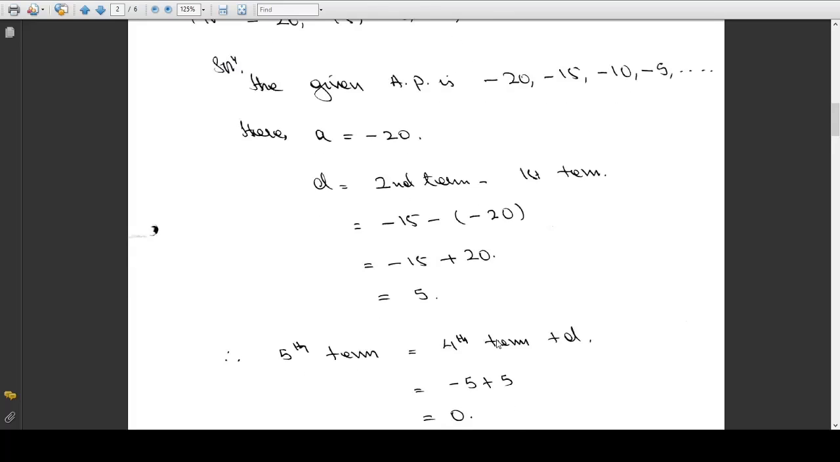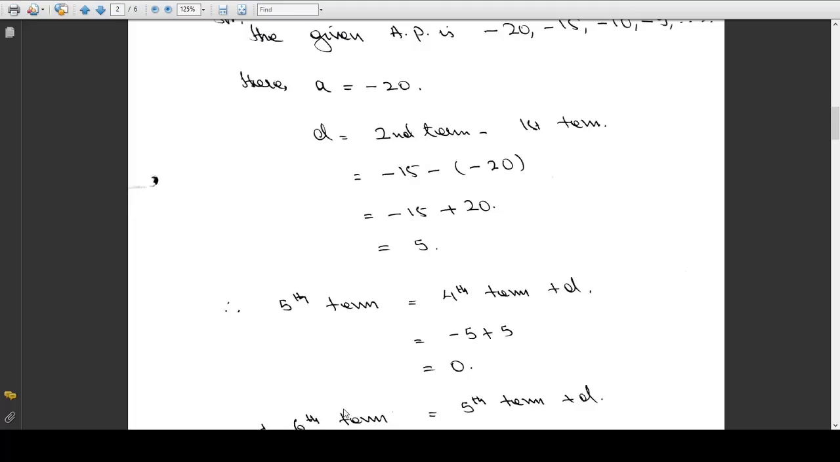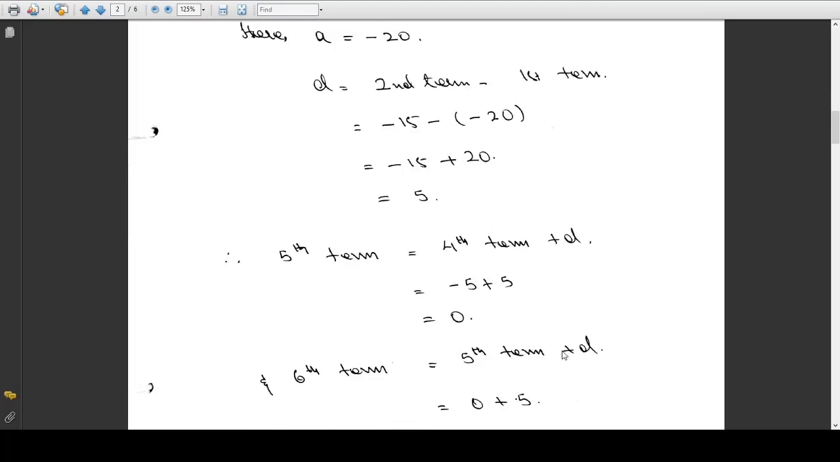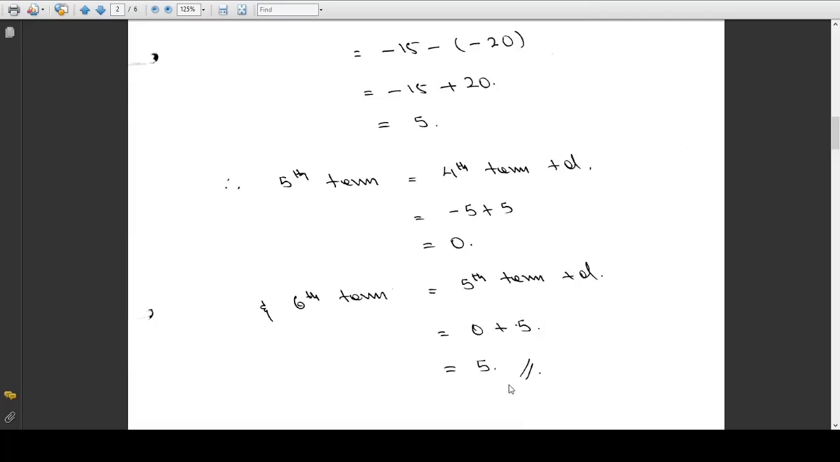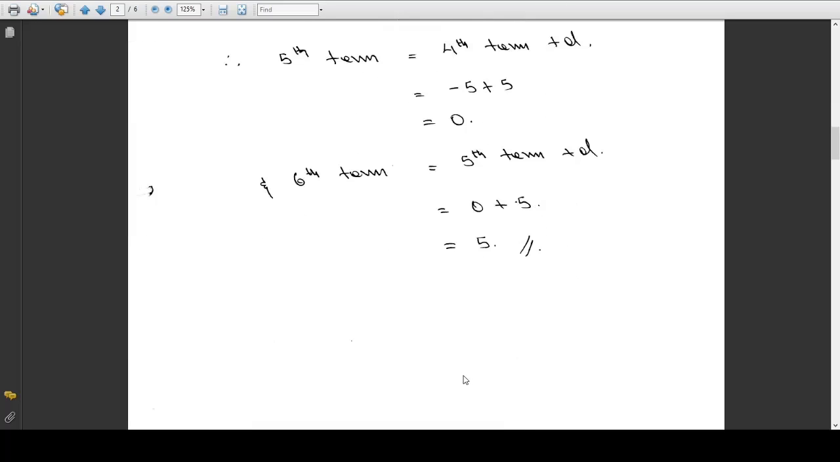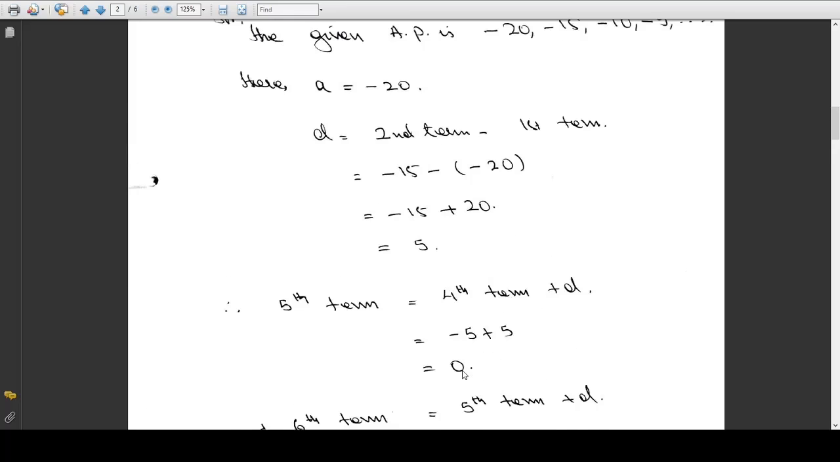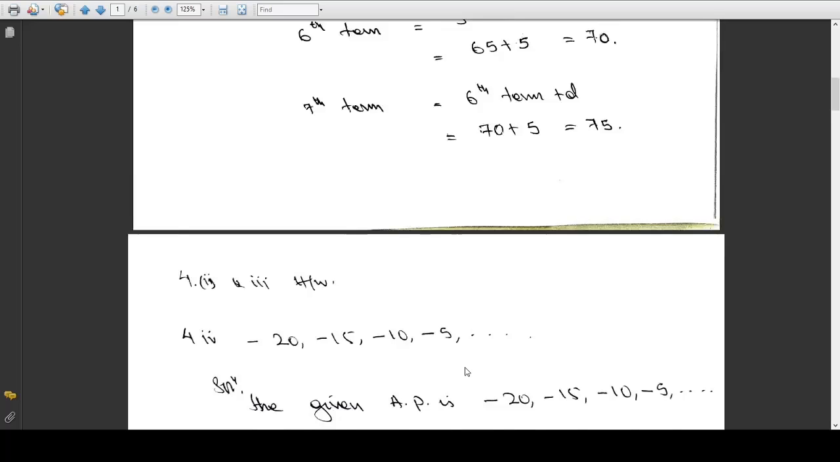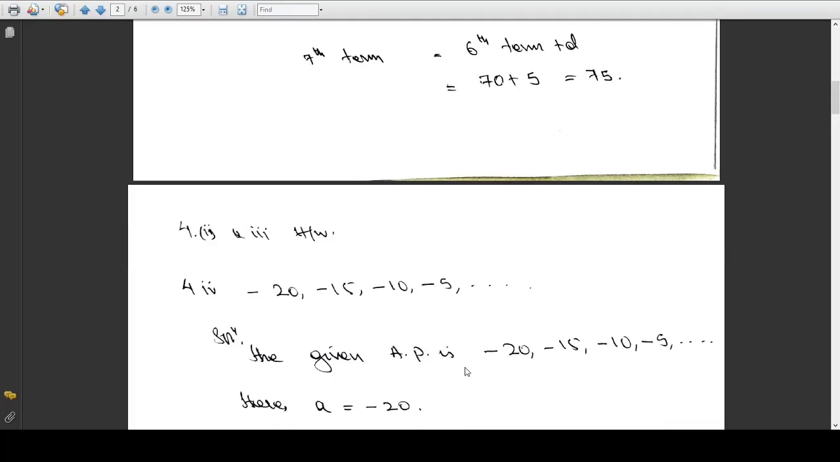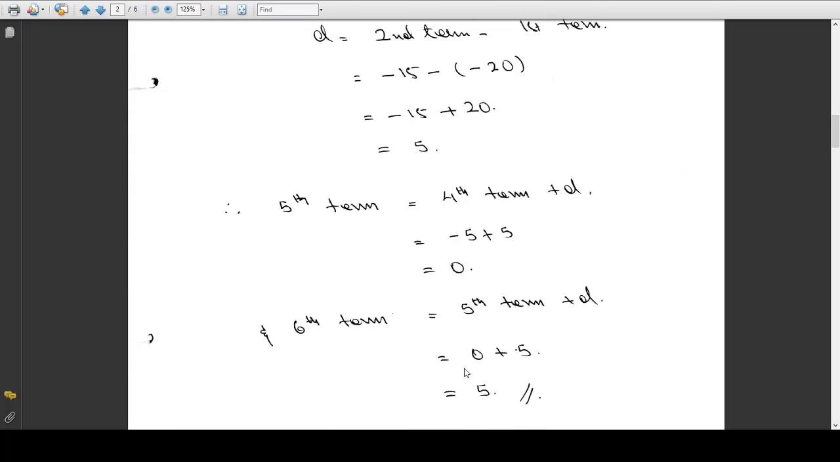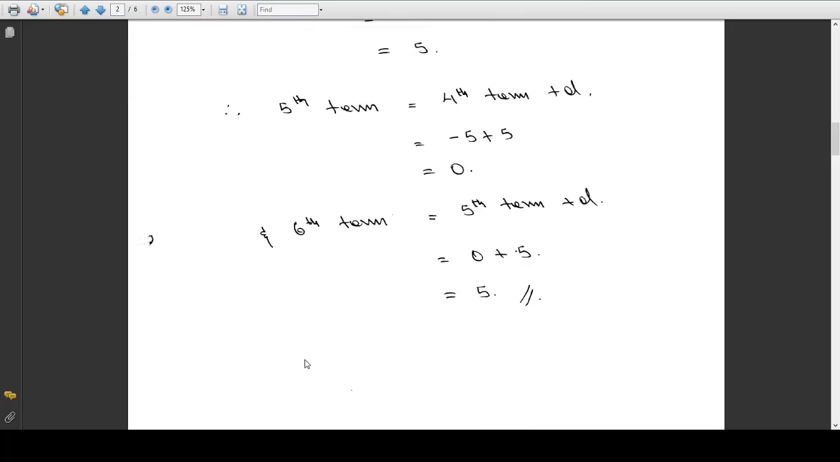The fifth term is the fourth term plus d. The fourth term is minus 5 plus d, which is 5, so minus 5 plus 5 is 0. Okay, the sixth term is the fifth term plus d. The fifth term is 0 plus d, which is 5. You'll get 5. That is the fifth term and the sixth term. For the seventh term, you have 3 terms to find out, isn't it? Then you find the seventh term also from here.